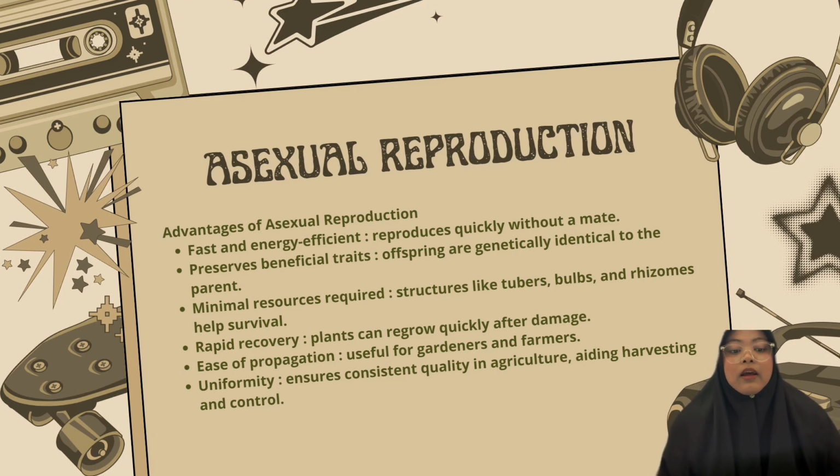Asexual reproduction also has rapid recovery. In this way, plants can regrow quickly after damage. It also has ease of propagation, which means that it can be useful especially for gardeners and farmers. Lastly, asexual reproduction has uniformity, which means that it can ensure consistent quality in agriculture, aiding harvesting and control.